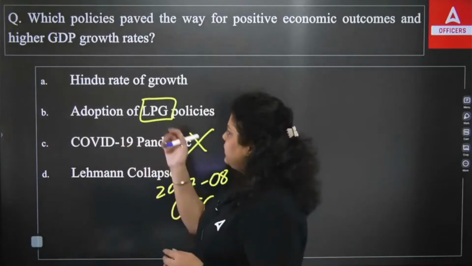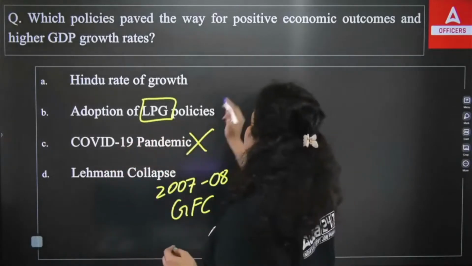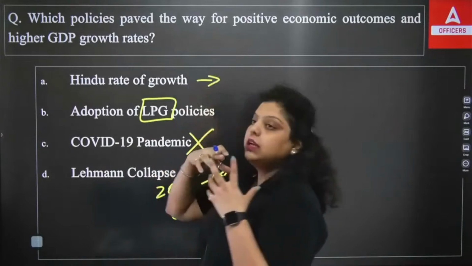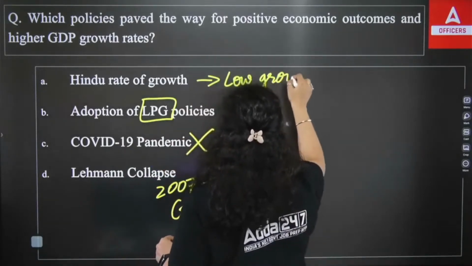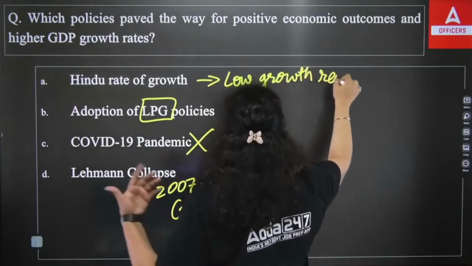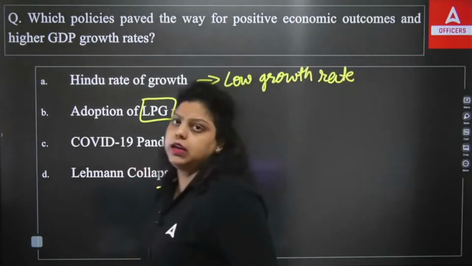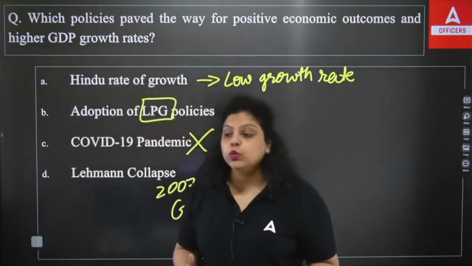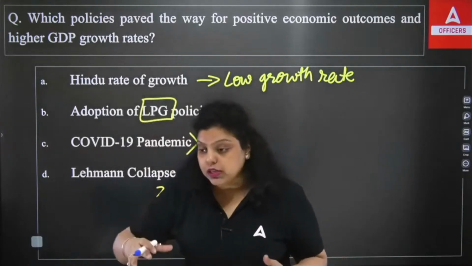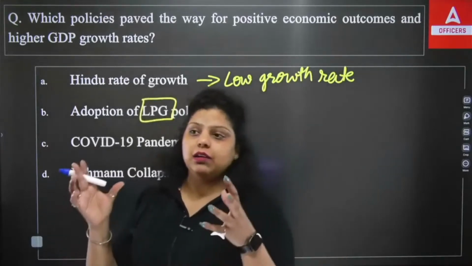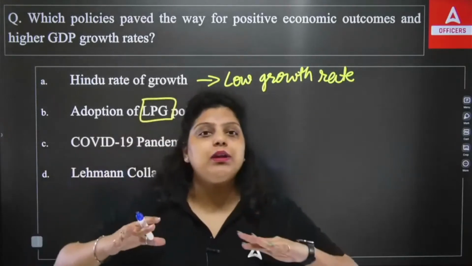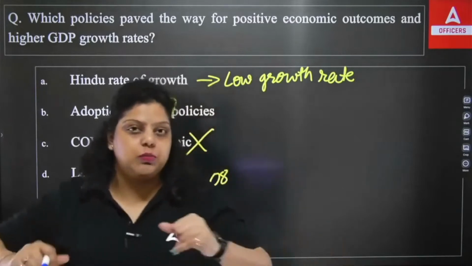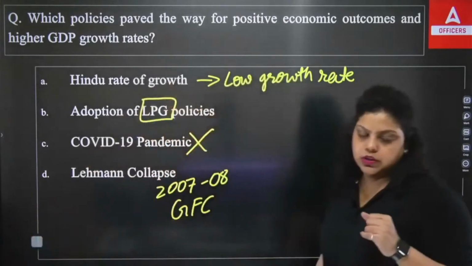Okay, and the first one is the Hindu rate of growth. This Hindu rate of growth represents the low growth rate of the country. It used to be represented, because now we are not using the Hindu rate of growth. It used to tell us that an average 3% growth of the country is there. And that's a very low rate of growth. That's what we used to represent with the help of the Hindu rate of growth.